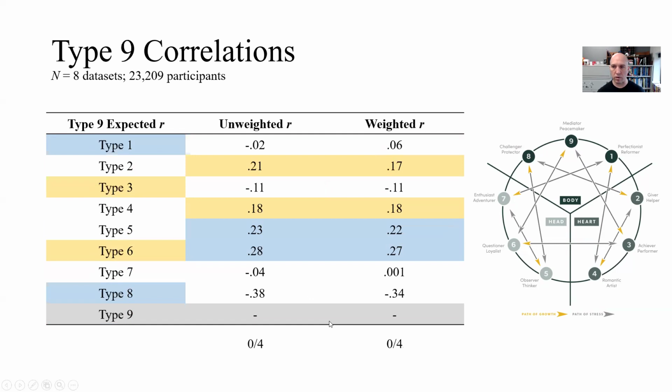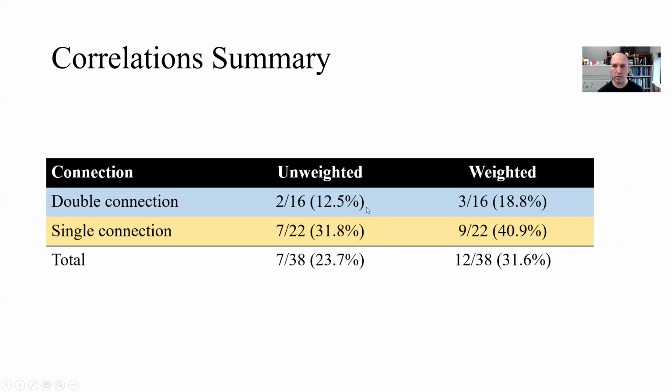So when we look at the correlations between types, really those that are doubly connected to each other, we see only 2 out of 16 or 3 out of 16 correlations that match what the Enneagram would predict. And when we look at types that are connected just one way, whether it's just one connection through a direction of growth or stress, or sharing a wing, or having the same triad, we see 7 out of 22 and 9 out of 22. So really overall 7 out of 38 or 12 out of 38. Either way, that's very low and not what you would expect if the Enneagram is accurate.